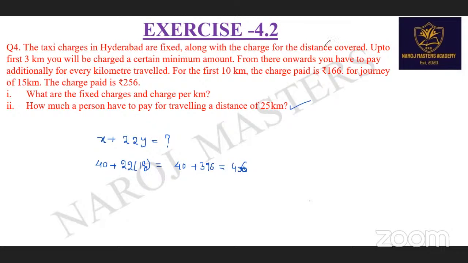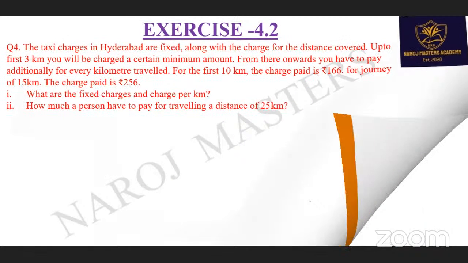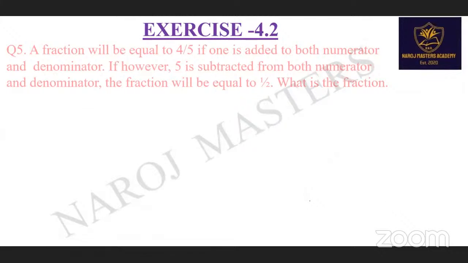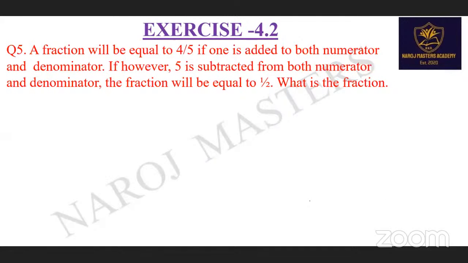Okay, look at the next question. A fraction will be equal to 4 by 5 if 1 is added to both numerator and denominator. If, however, 5 is subtracted from both numerator and denominator, the fraction will be equal to 1 by 2. What is the fraction?